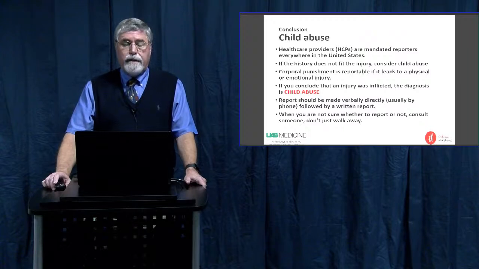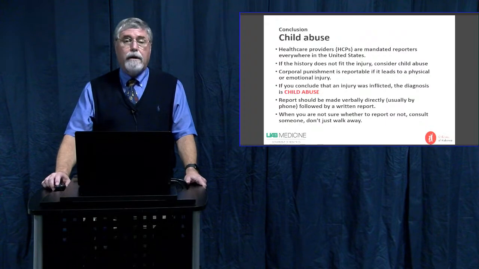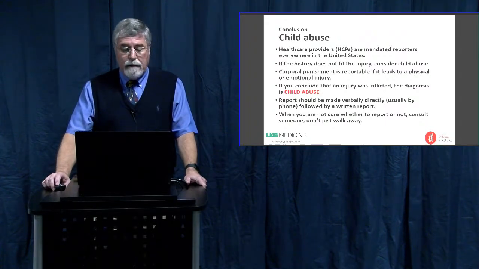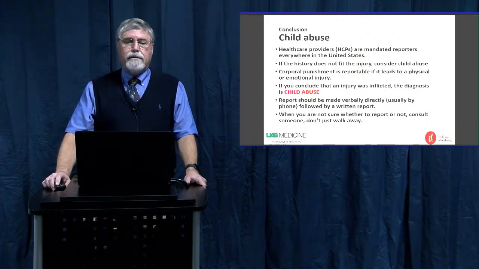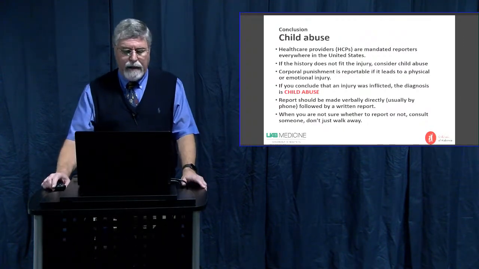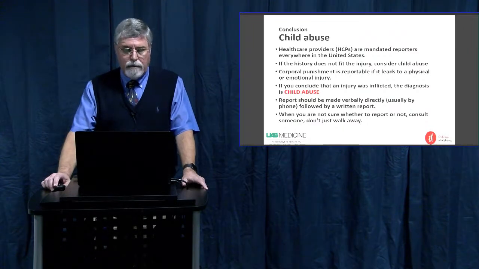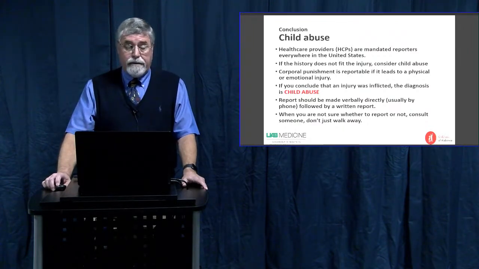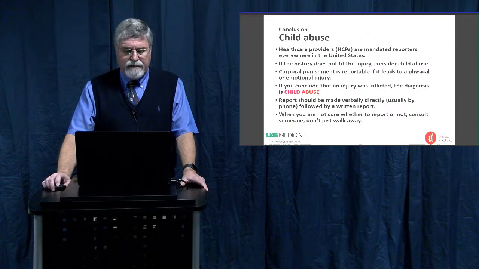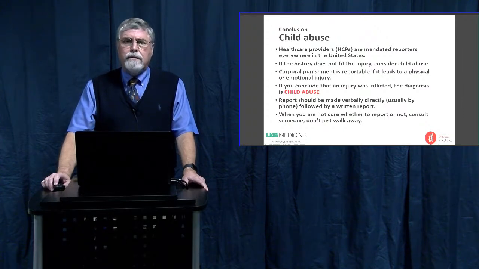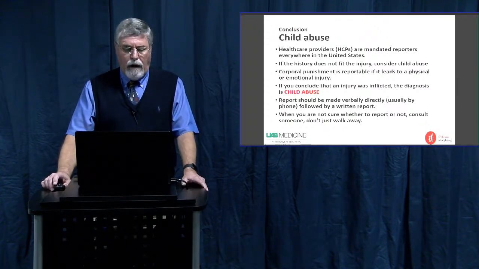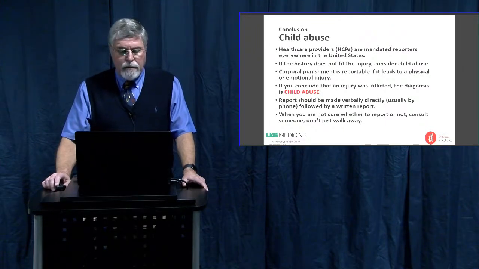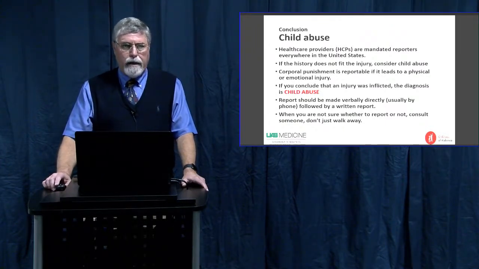And if you conclude that an injury was inflicted, the diagnosis is child abuse. And you should report verbally, directly, usually by phone, followed with a written report. You don't have to use the special form that Alabama has. Your office note that's signed, electronically signed or handwritten signed, and faxed to them is adequate. You do not have to have the permission of the legal guardians to turn over your medical record on a child where you're making a report.